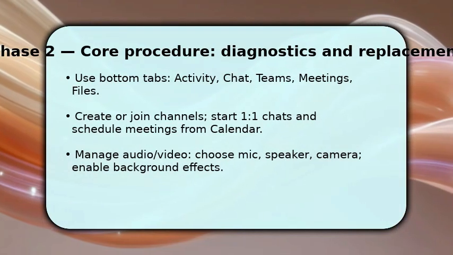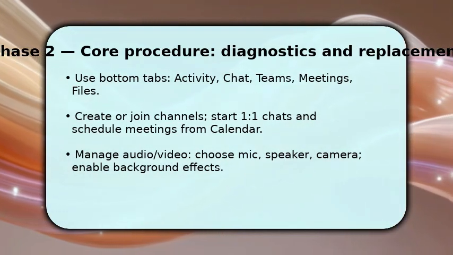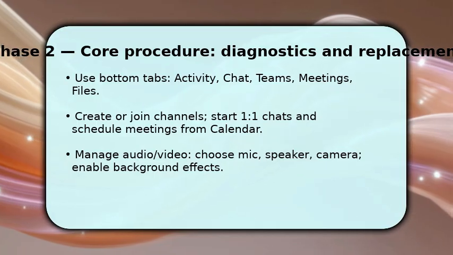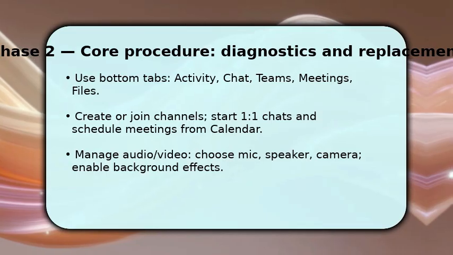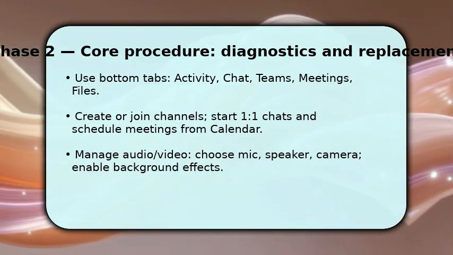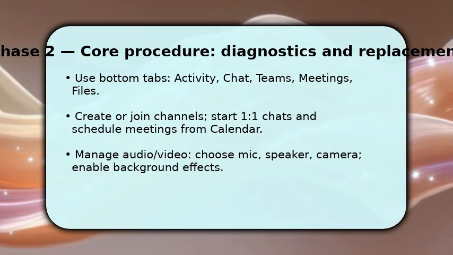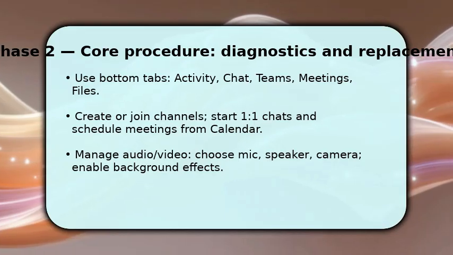Now you'll learn the core interface. Tap the bottom tabs to move between activity, chat, teams, meetings, and files. This organizes where conversations and content live. Create a team or join a channel to share files and threaded messages. Start a one-on-one chat for quick questions.